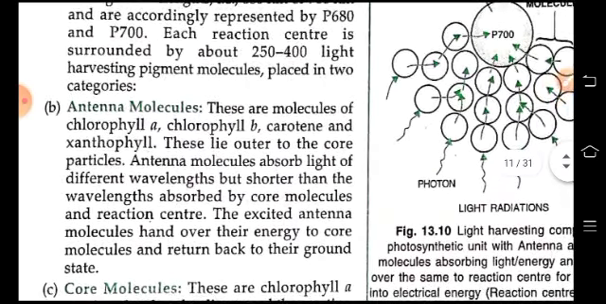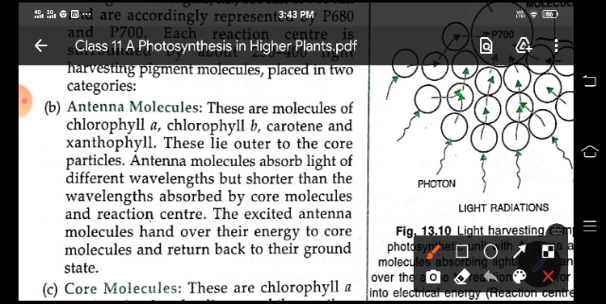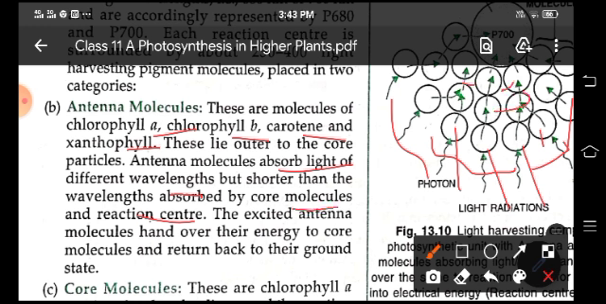Now these antenna molecules are chlorophyll A, chlorophyll B, carotene and xanthophyll, and they are present on the outer side of the core particles. These are antenna molecules. These antenna molecules absorb light of different wavelengths, but it is shorter than the wavelength which is absorbed by the core molecules of reaction center. Now this middle one, they are the core molecules.